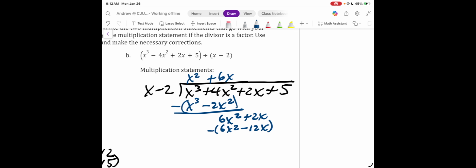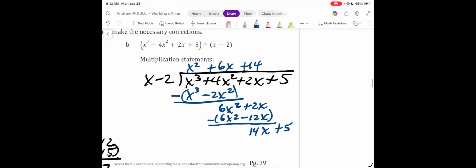Subtract them. 2 minus negative 12 would be 14x plus 5. And this would have to be 14. So 14x. 14 times negative 2, negative 28. And that would be a remainder of negative 23.